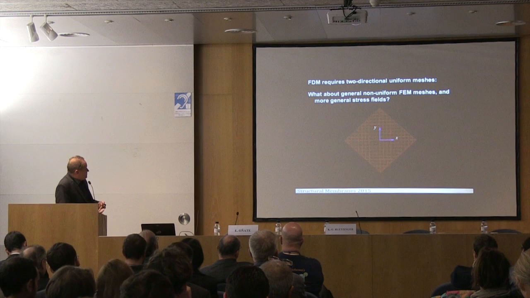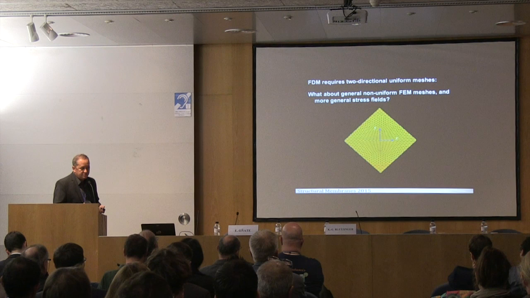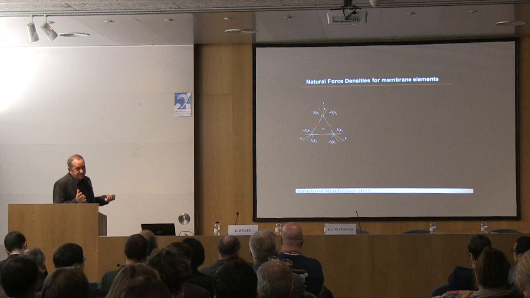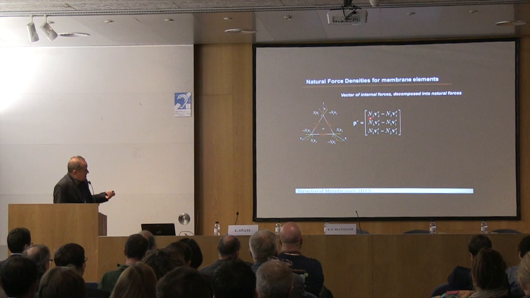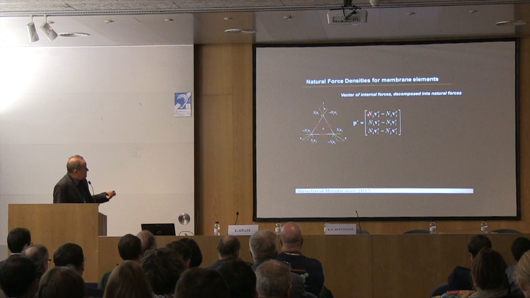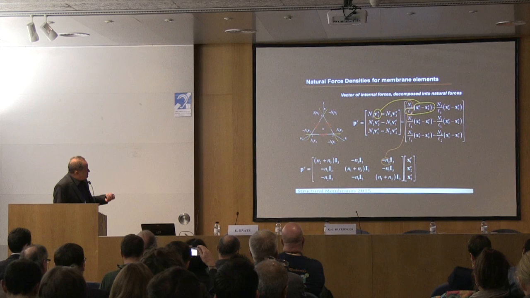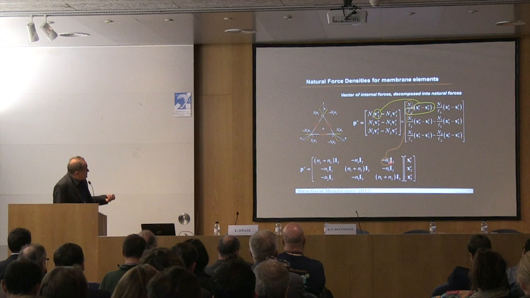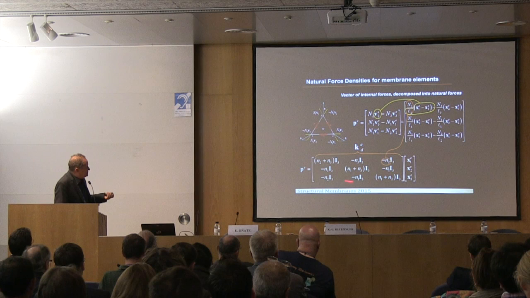What about if we get more general, non-uniform finite element methods and more general stress fields? So that we can manage that, for instance, it's not the only possibility, but considering again our finite element, and again considering that the internal load vector is composed by the normal loads along the sides of the elements and the unit vectors along the sides. And again, we recognize that there is this N over L ratio. And we call them natural force densities. And if we define these values, we again have a constant stiffness matrix. And the problem is again linear in the coordinates.